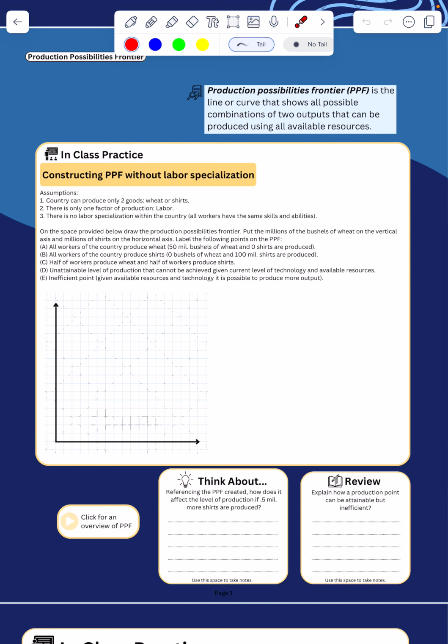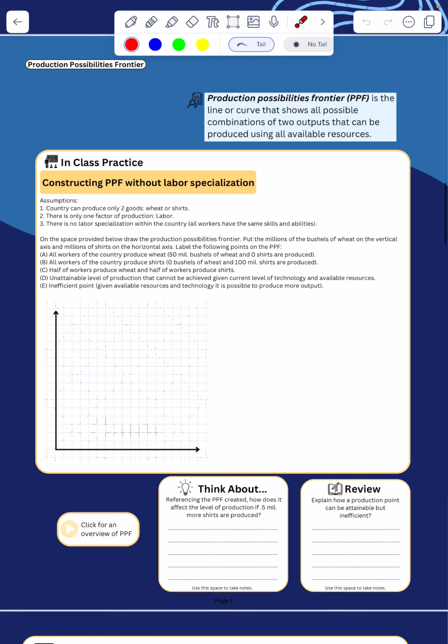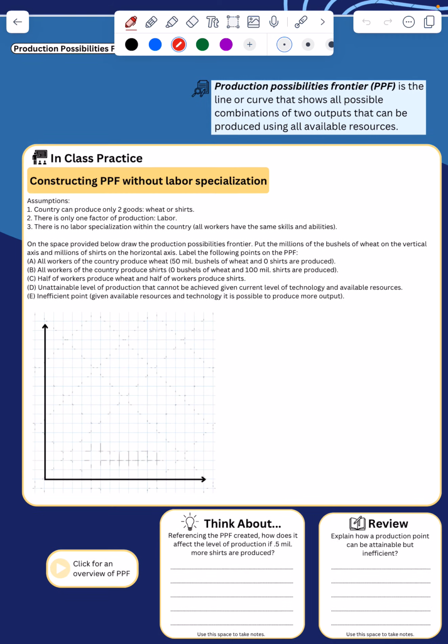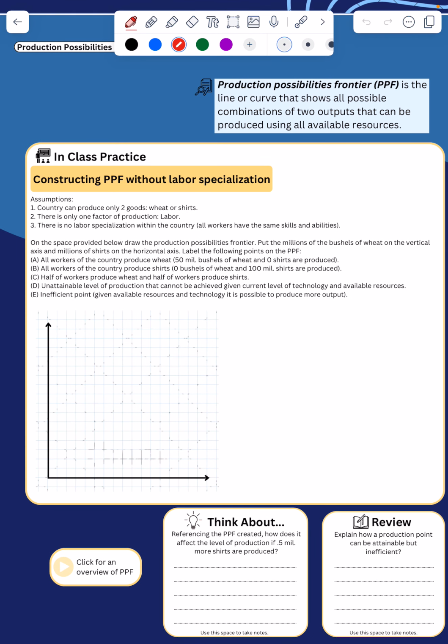The first assumption is that this country can only produce two goods. And so whenever you're making a graph, you assume that all else in the economy is equal, and that this graph only pertains to two goods. And these two goods are wheat and shirts. And there's only one factor of production right now, which is labor.